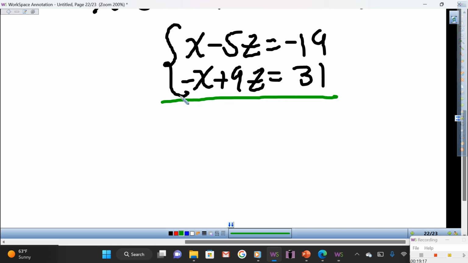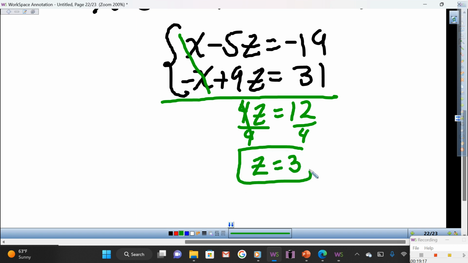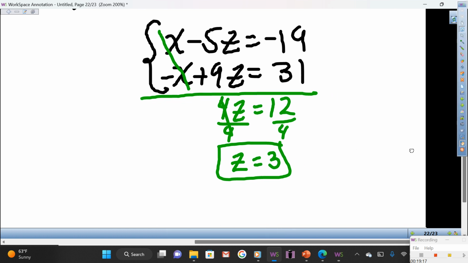So therefore, x cancels, yeah, elimination. Let's solve for z. Divide by 4, divide by 4. Z equals 3. All right, tell your neighbor what to do from there, please.